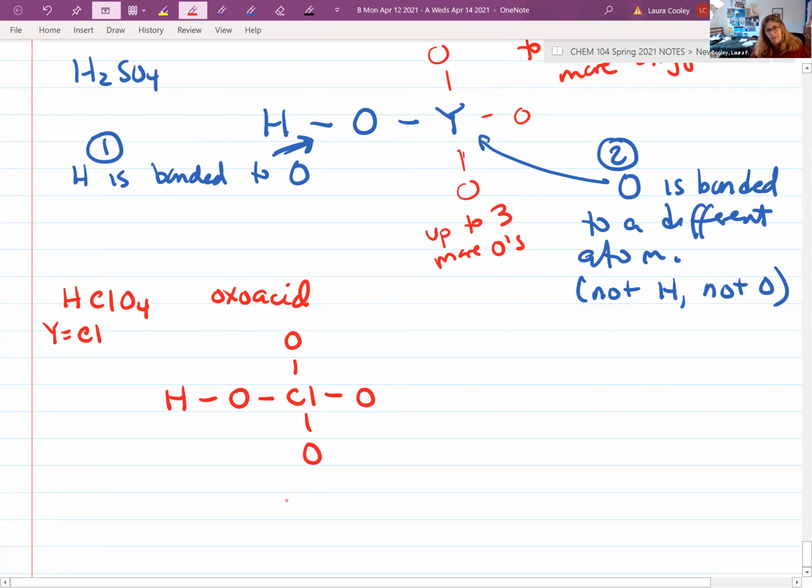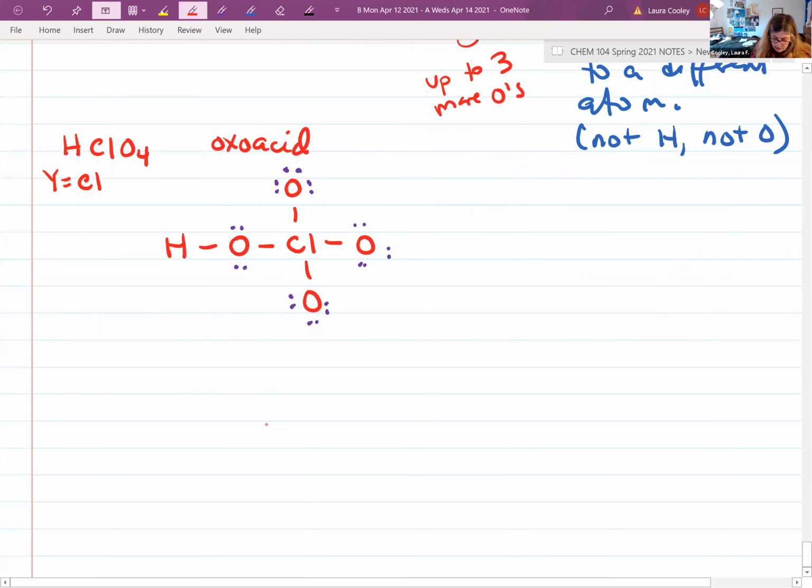Now, if I were going to write the correct Lewis structure, I would have to fill in all the lone pairs, right? I put 3 lone pairs here, 2 here, and 3 here. But generally, you're not going to see those lone pairs. You have to know that they're there. Generally, when you get to be more advanced than this course, where you're almost there, right? Because organic chemistry is next, we generally leave off the lone pairs. So this is HClO4.